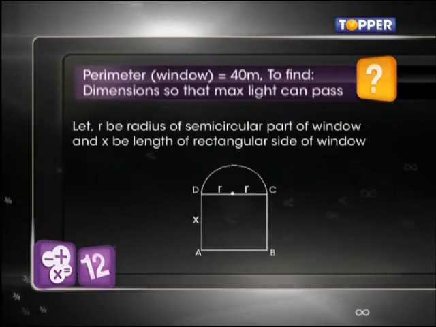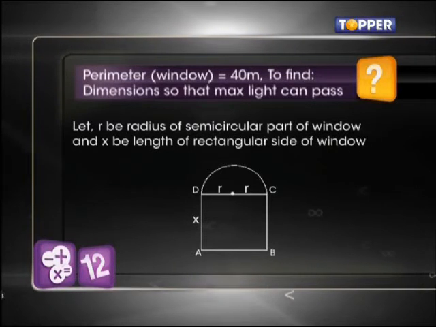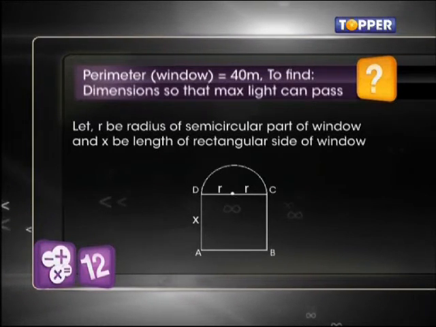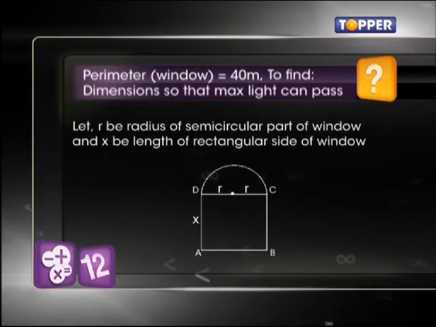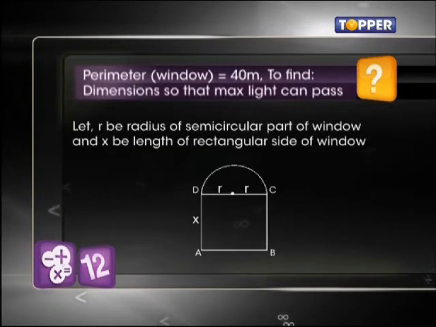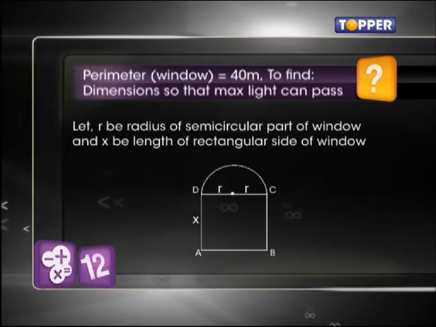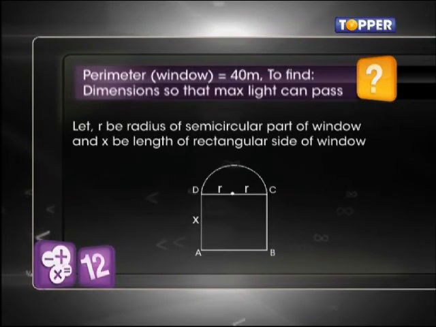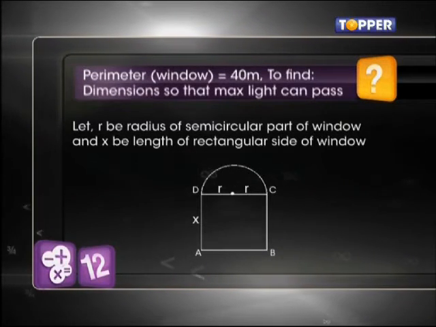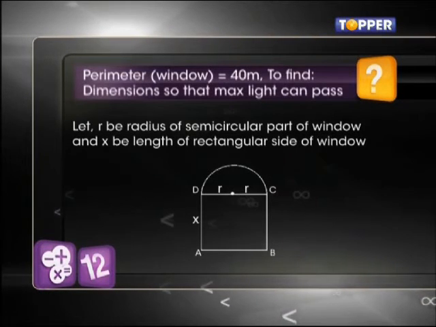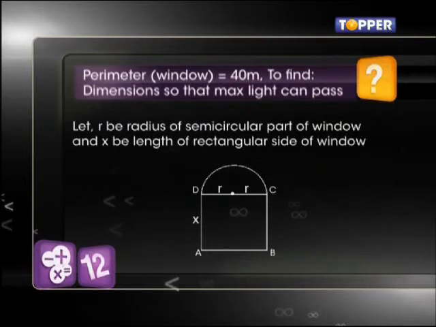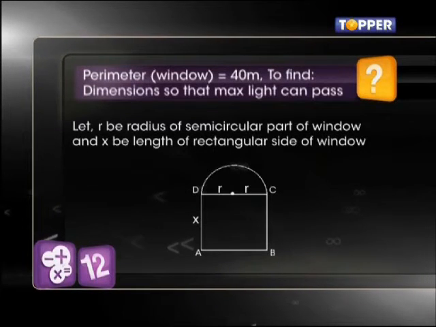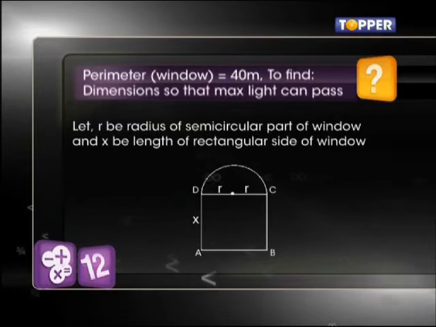First, let's denote the different parts of the window. Let R be the radius of the semicircular part and let X be the length of the rectangular side. The question suggests that we have to find the dimensions of the window which allow the maximum amount of light to enter. We know that the perimeter of the window is 40 meter. Also, since R and X are independent variables, we can eliminate one of them by substitution.